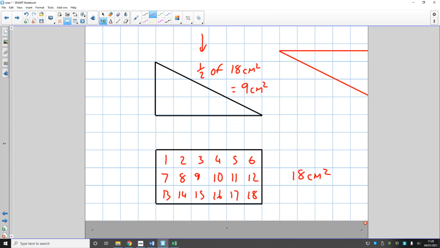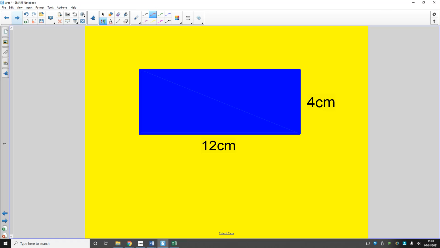Now, how do I apply that then? Well, on this type of question, we can't actually see the squares, so counting squares is not of much help to us. But if you remember, to find the area of this rectangle, it's length times the width. So 12 times 4 will be 48 centimeters squared. So the area of this full rectangle here is 48 centimeters squared.